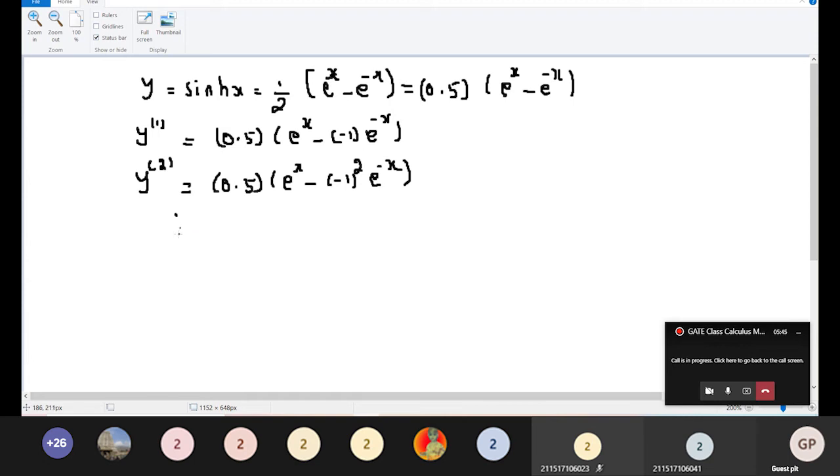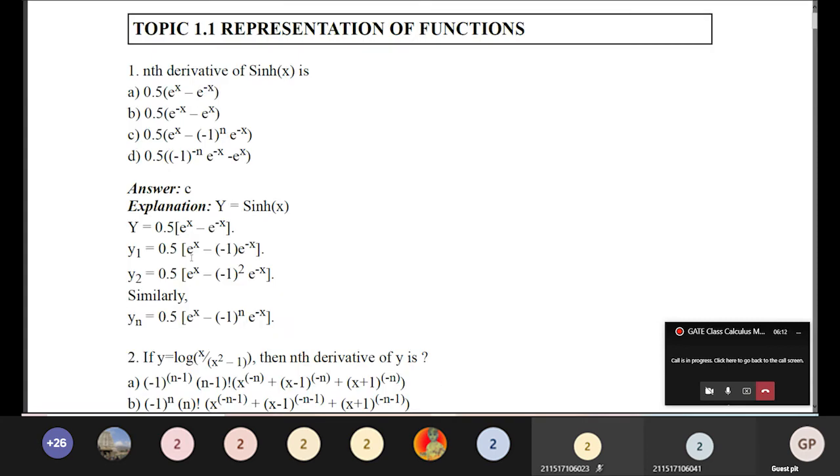So if you continue this process, the nth derivative will be 0.5, the same constant. The first term has no change, because differentiating e power x n times, you will get e power x only. Here you will get minus 1 power n into e power minus x. So this is the result. We have that result in option C. I hope you understand problem number 1.